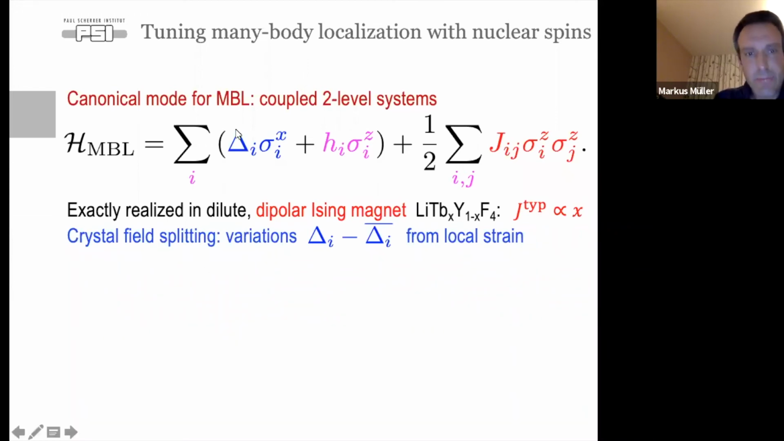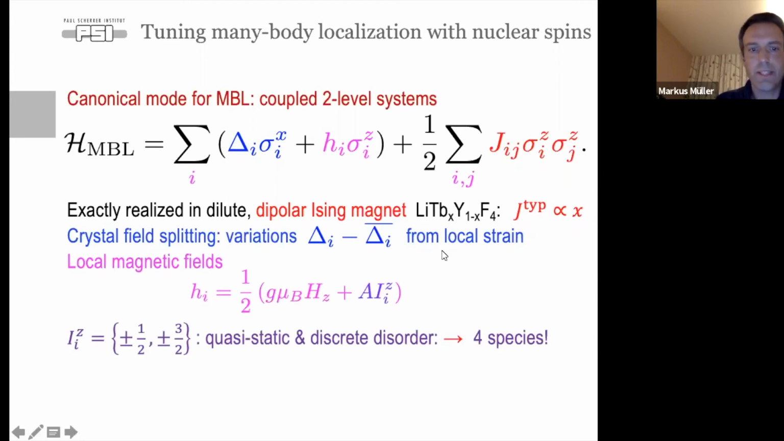So crystal field splitting first is disordered because you have usually strains in your material. But what is really interesting is the structure here of the random fields. Why is there a random field? Because, well, you have the external field that you may apply, but then you also feel the hyperfine field from your nuclear spin. And the nuclear spin is conserved because there's only I_z in the Hamiltonian, and so this is a quasi-conserved quantity. But for each terbium, it's either plus or minus 1/2 or plus or minus 3/2.